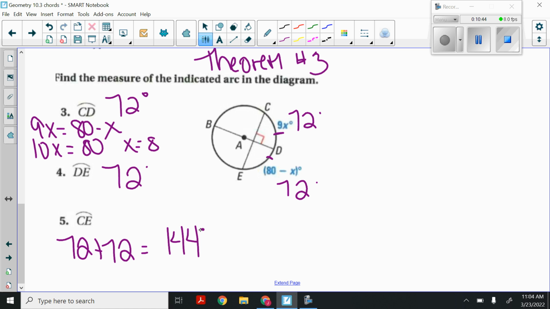All right, that wraps up our properties of chords 10.3.